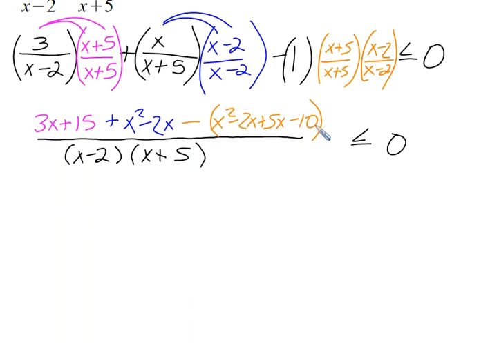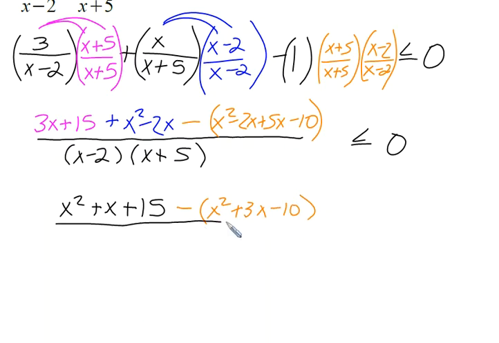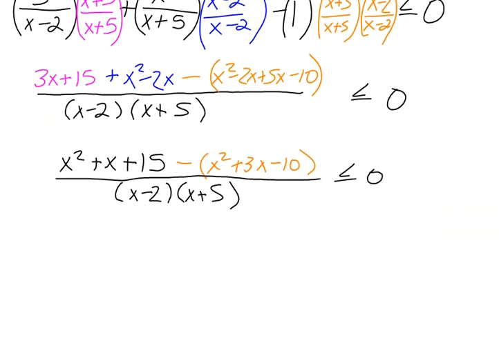So as we continue to simplify our numerator, from the terms on the left it looks like we have x squared plus x plus 15. Then if we go through and simplify in our parentheses, we have x squared plus 3x minus 10. We have to distribute our negative and combine the like terms, keeping in mind that this whole fraction has to be less than or equal to 0 when we're done.